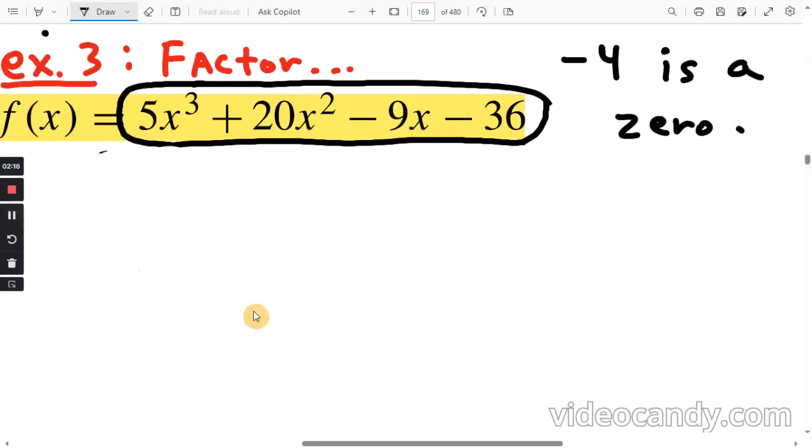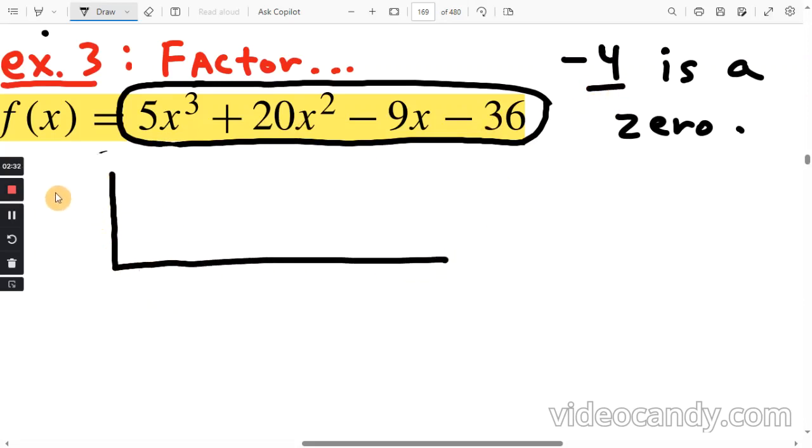All right, so we didn't use the rational zero theorem. We just got it from the graph. All right, so we're going to use -4. We're going to use synthetic division. And we know the remainder is going to be 0 because -4 is a 0. All right, make sure it counts down: x to the third, squared, first power, no power. So 5 and +20, -9 and -36.